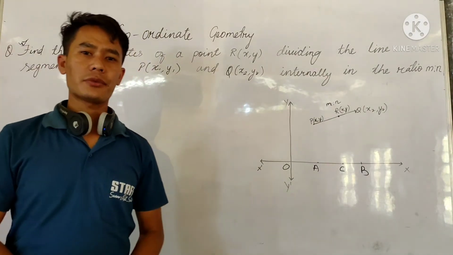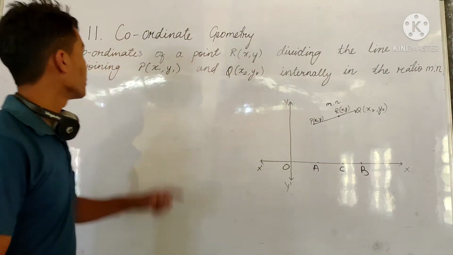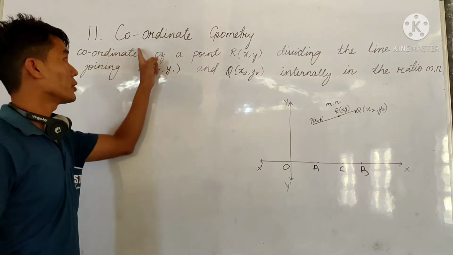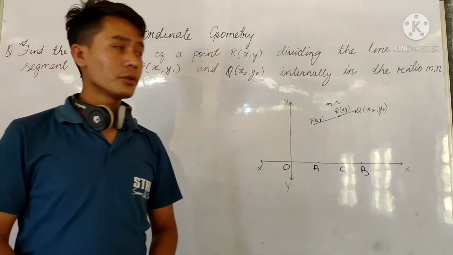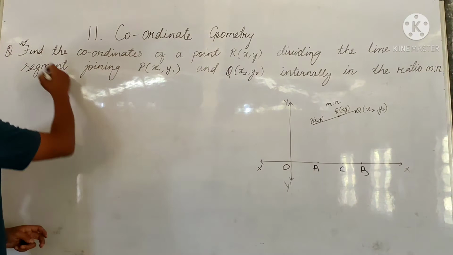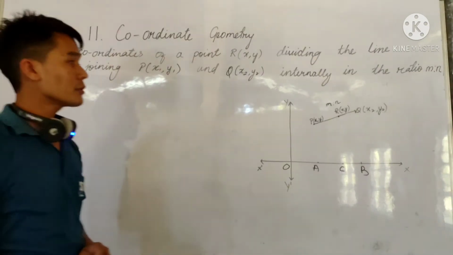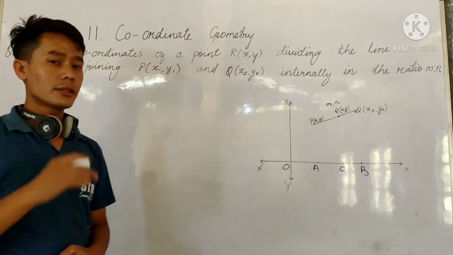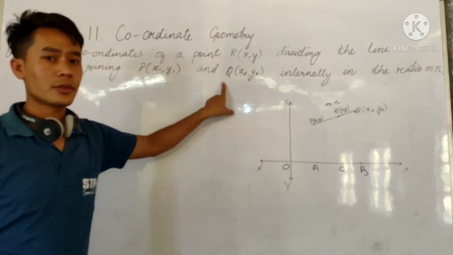Hi my dear students, today we are going to start a new chapter, chapter number 11, coordinate geometry. So the first question of coordinate geometry we are going to solve is the derivation of the section formula. It's this section formula in the HSLC board exam.